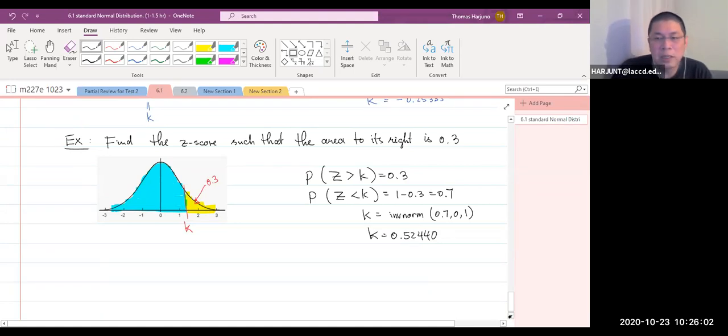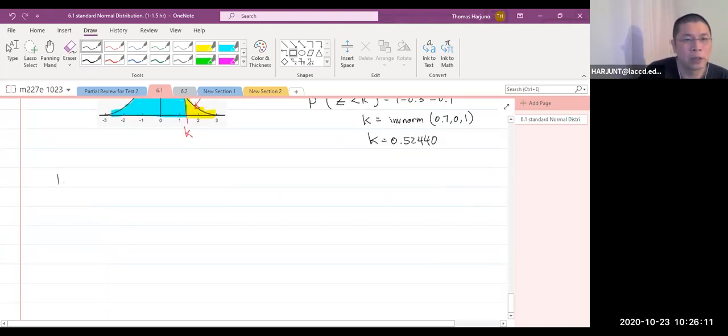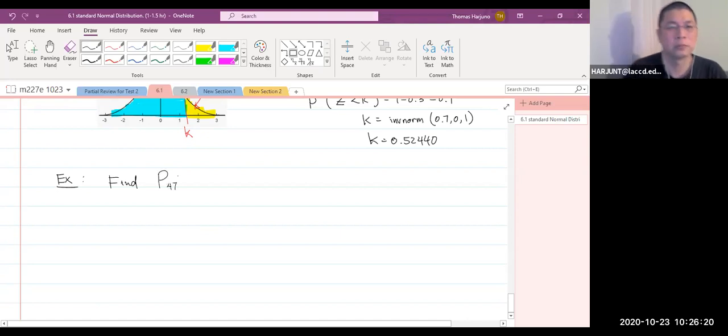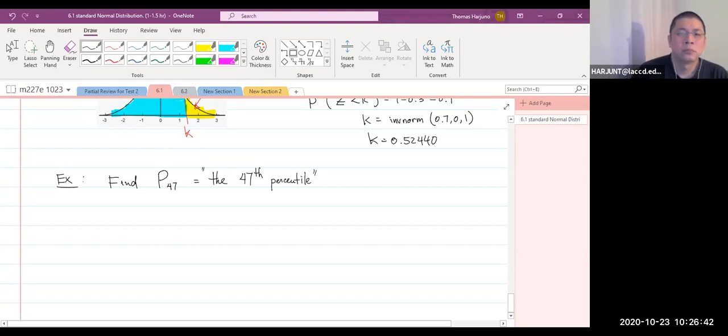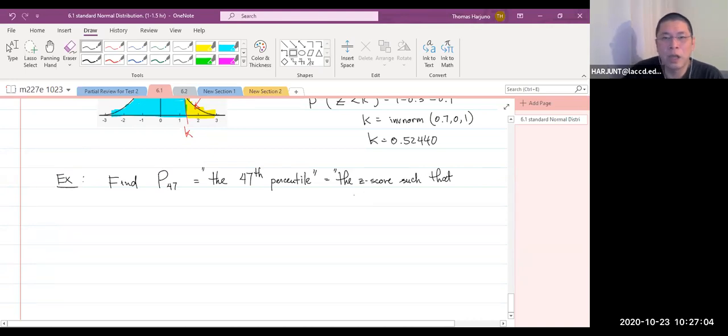Now, from here, we may see a couple of situations in our textbook later on. Some notation, for example, they say find P47. What is P47? P47 is the 47th percentile. That is the Z score in this case, because we are dealing with a Z distribution, such that the area to the left is 47%.